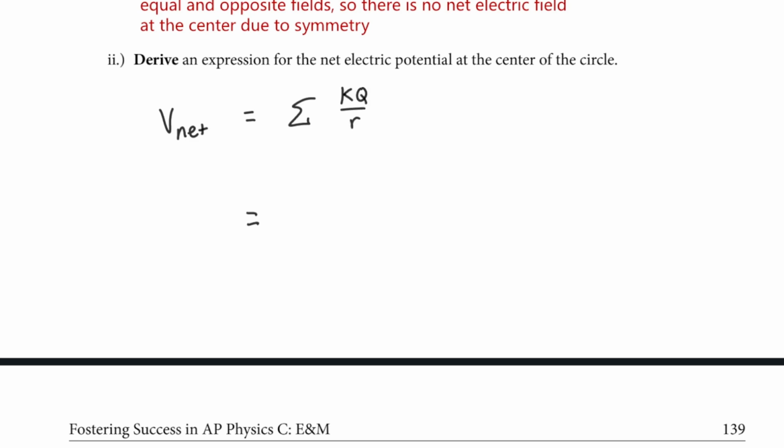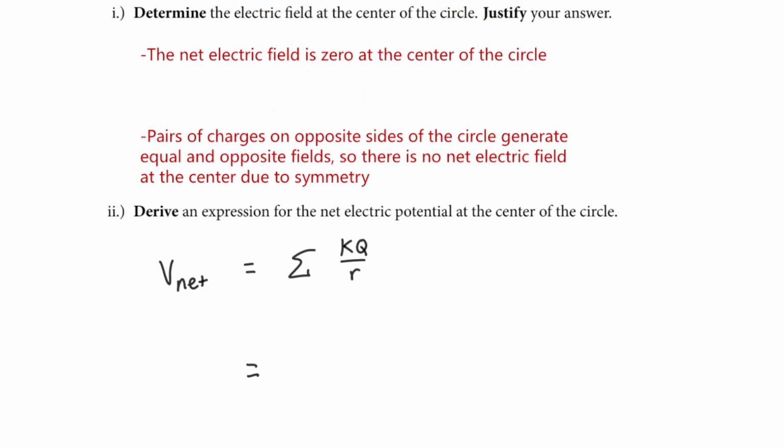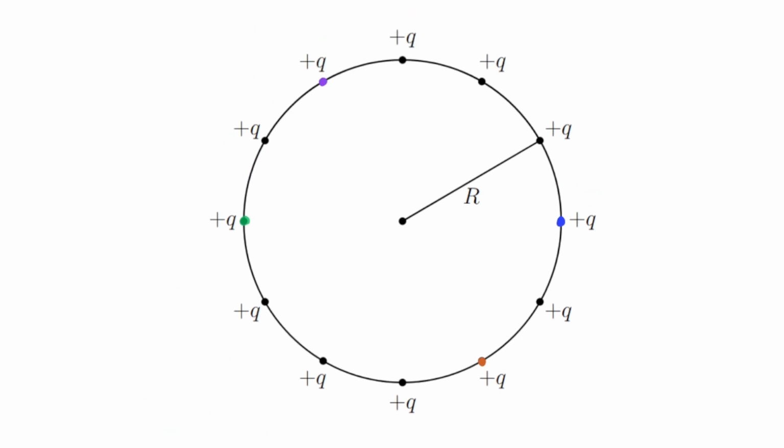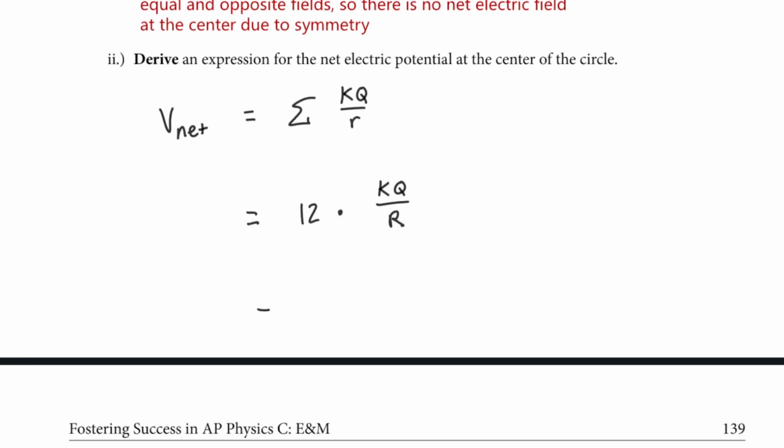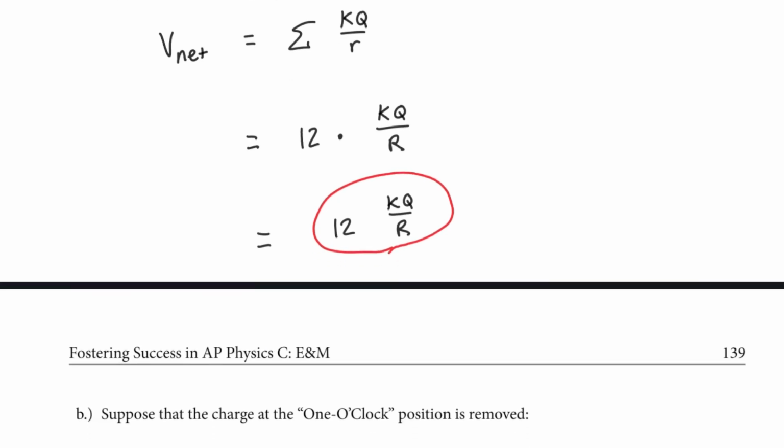And we can use symmetry again here, but we don't have to deal with anything with vectors. We just use, well, there are 12 charges, and each of them are contributing KQ divided by big R, where R is the radius of the circle. So this is just 12 KQ over R, which makes sense, because this is just telling us our height at the center is just 12 times the contribution from one of the charges.